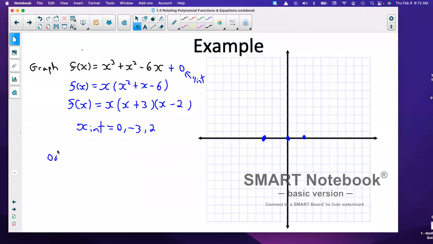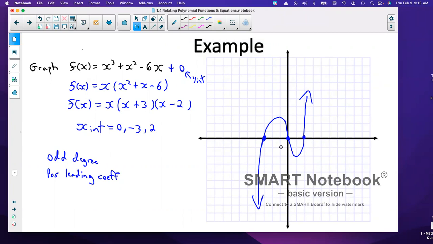Now from this, we can see we have an odd degree because it is degree 3. We have a positive leading coefficient. So from the patterns we looked at earlier, we know odd degree positive leading coefficients should start down here, end up here. So we will just quickly draw in a graph. Like I said, we're not really too concerned about our points between these x-intercepts. Using our x-intercepts is just a quick way to sketch roughly what our graph should look like.